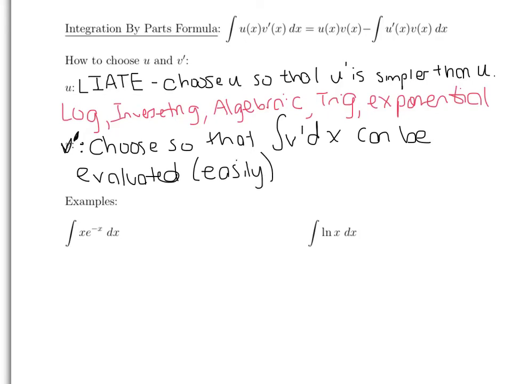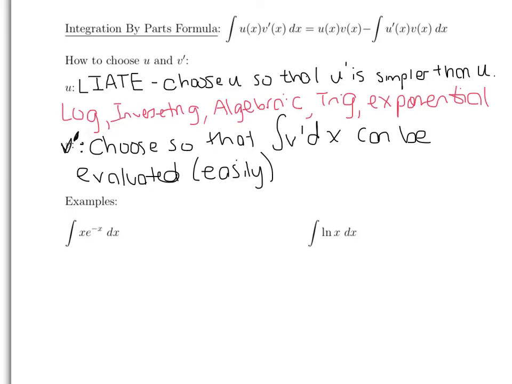So generally you want to choose a derivative, your v prime, as something that is really easy to take the antiderivative of. If you have a really hard integral to calculate, then you're going to be spending quite some time trying to integrate that integral and never actually get the answer to your full integral. So that's kind of our idea.